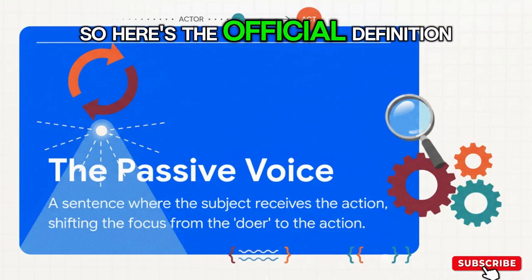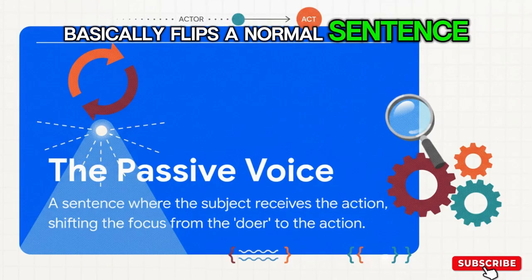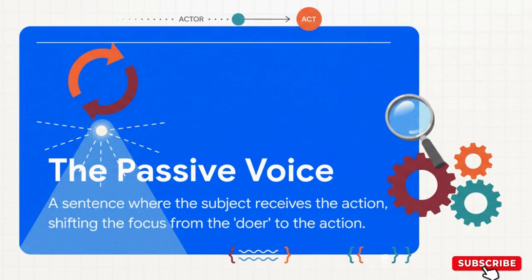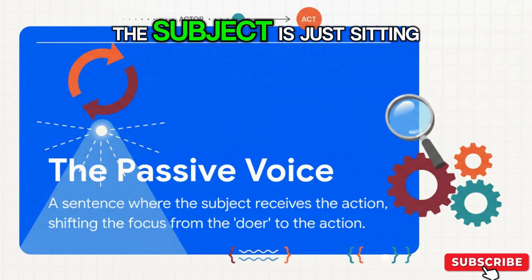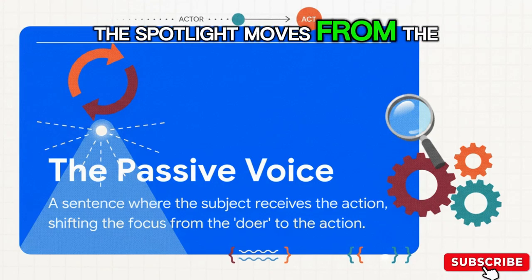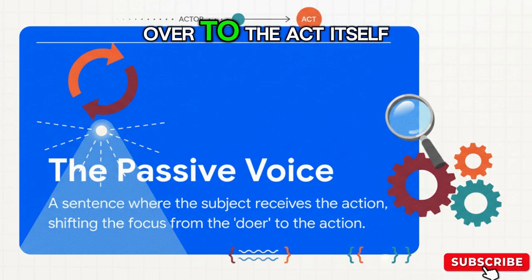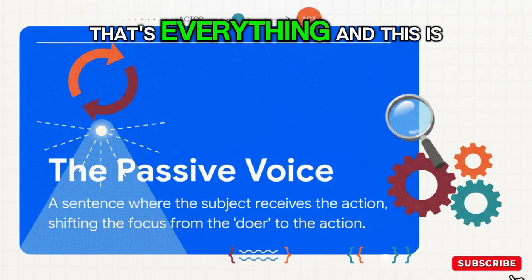Okay, so here's the official definition. The passive voice basically flips a normal sentence on its head. See, instead of the subject doing the action, the subject is just sitting there and receiving the action. The spotlight moves from the actor over to the act itself. And that little shift, that's everything.